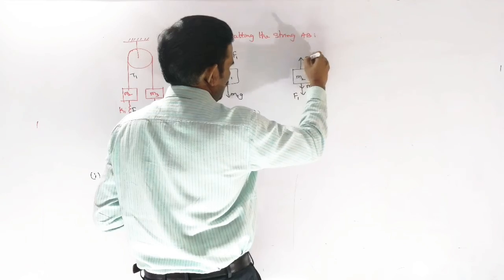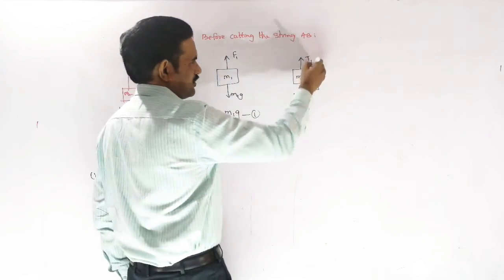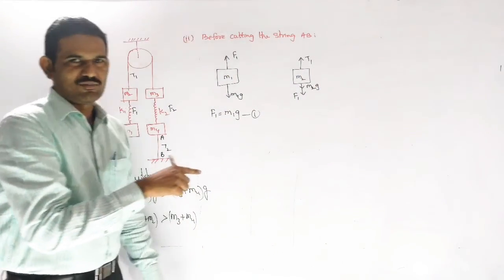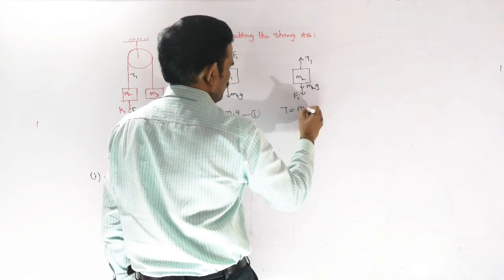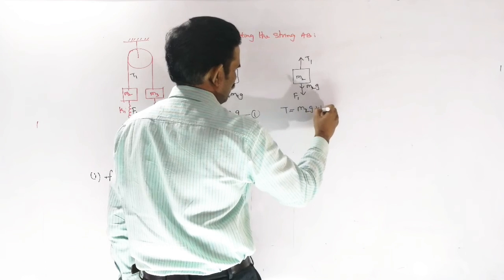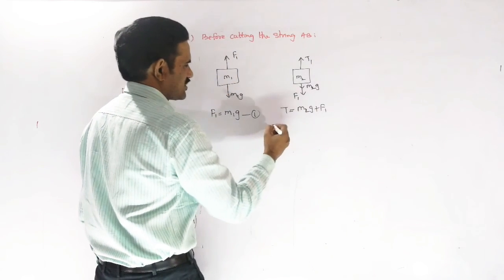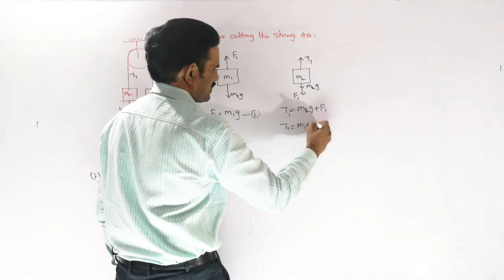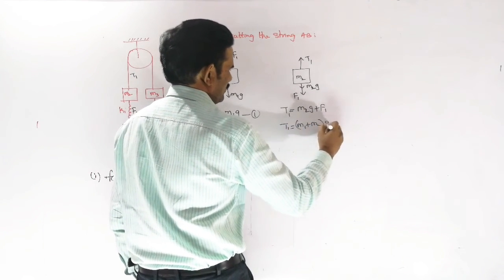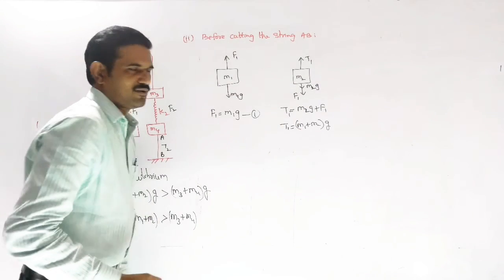And some tension T1 will be there in the upward direction. Again this is also in equilibrium, right? So what we can write is T1 is equal to M2G plus F1. And for F1 you can substitute this value here, so that T1 is equal to (M1 plus M2) into G, after substituting the F1 value.